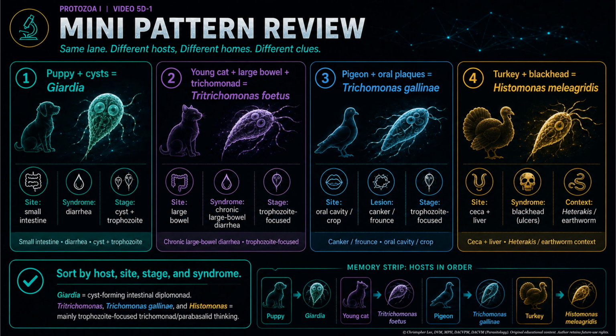Do not begin with the organism name, begin with the patient. Sort by host, site, stage, and syndrome, and the organism becomes much easier to retrieve. Puppy, young cat, pigeon, turkey. 4 hosts, 4 homes, 4 very different clinical clues.